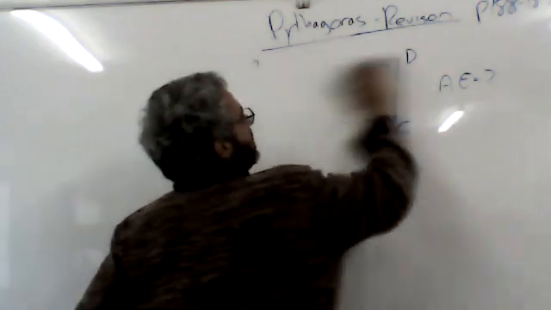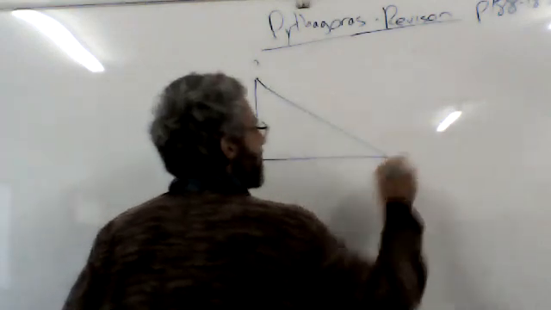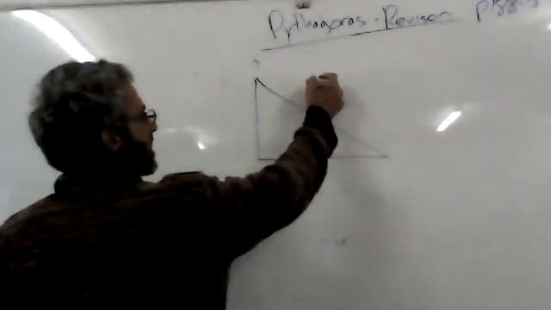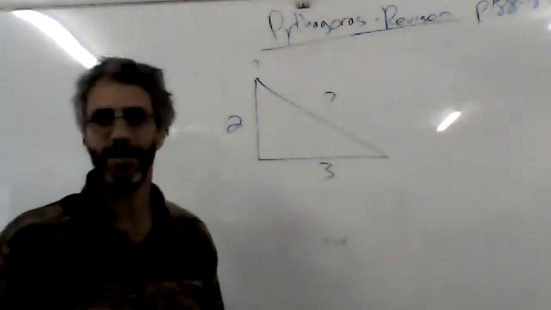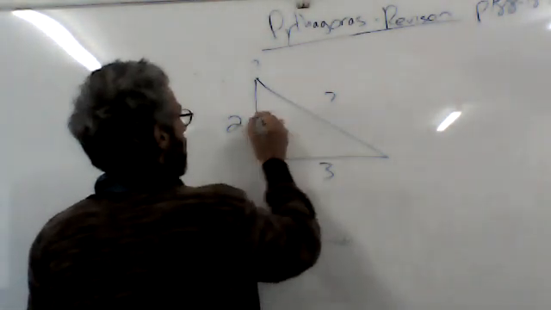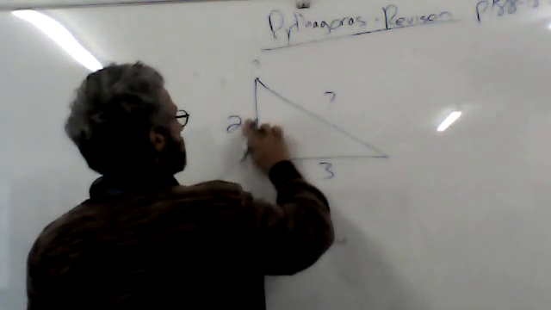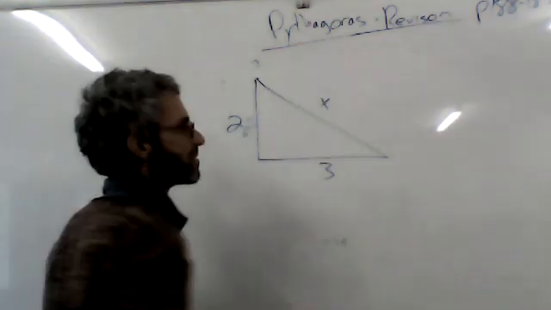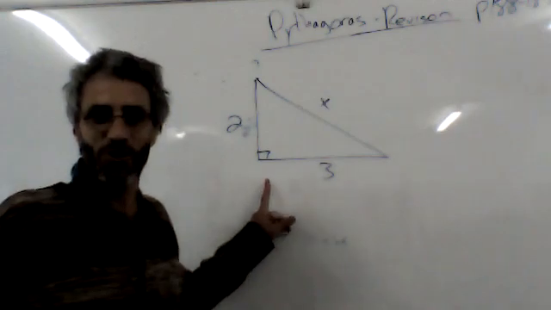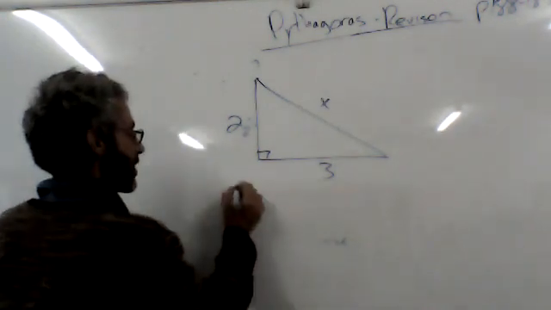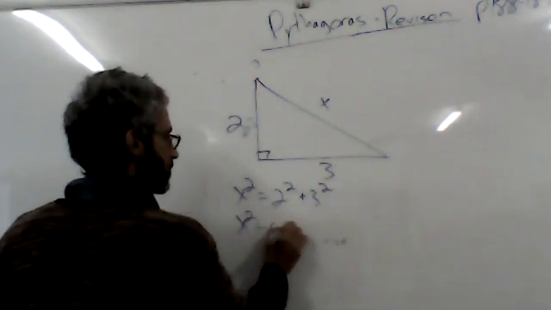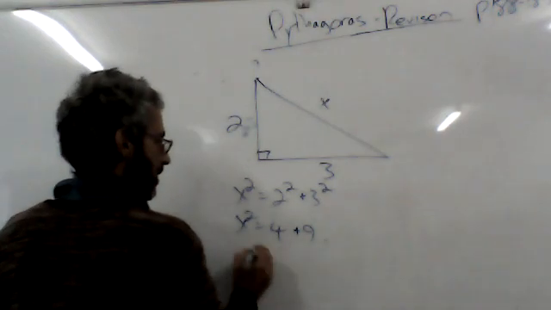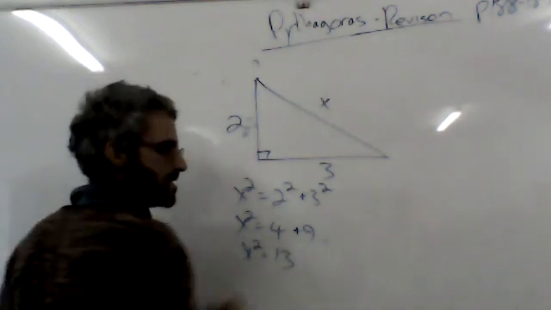Right, let's say we have a question. We go to a very, very basic question. Let's say the side here is 2 and the side here is 3. And we want to find out what's the side here. So we'll call that x. We want to find x. And we need to know that this is 90 degrees. So I know that x squared equals 2 squared plus 3 squared, meaning x squared is 4 plus 9. That means that x squared is equal to 13.